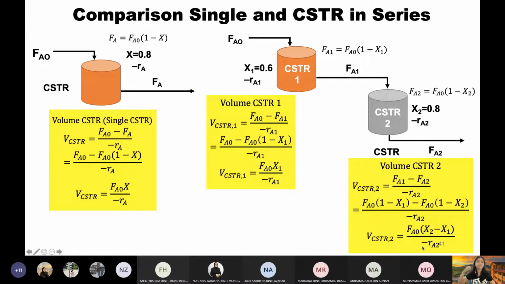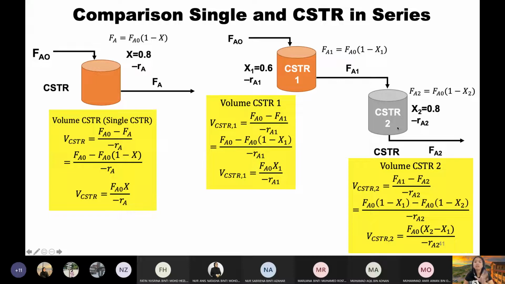Maksudnya, erti kata lain, kalau kamu perasan, sebenarnya ada trend dia. Dalam reaktor pertama, dia convert daripada 0 to X1. Sebab tu kamu nampak ada FA0. Technically, kalau kamu perasan, the first CSTR volume is FA0 in bracket X1 minus 0. Tapi mana 0 tak payah tuliskan, that's why they leave it as X1. Tapi technically it's bracket X1 minus 0. Sebab dia convert daripada 0 to X1. Sebab tu X1 minus 0. No minus 0 become X1.